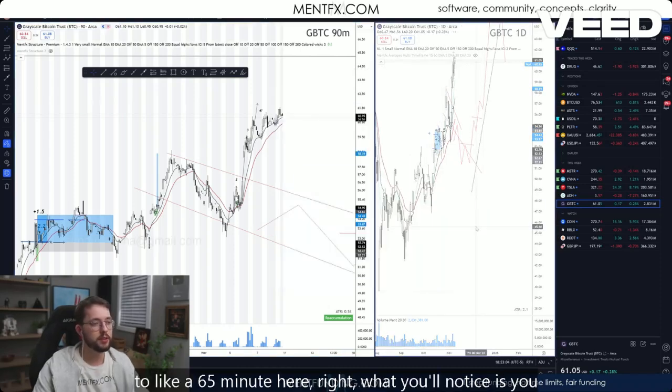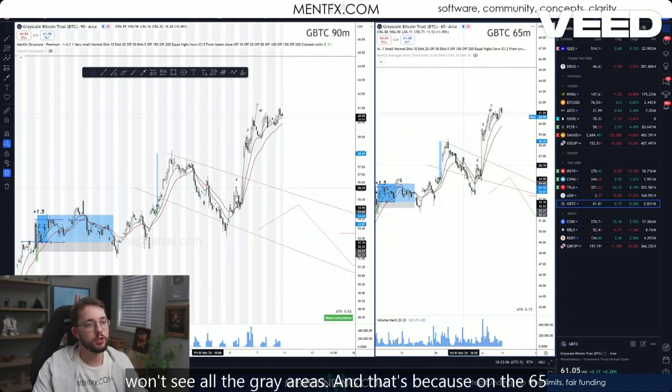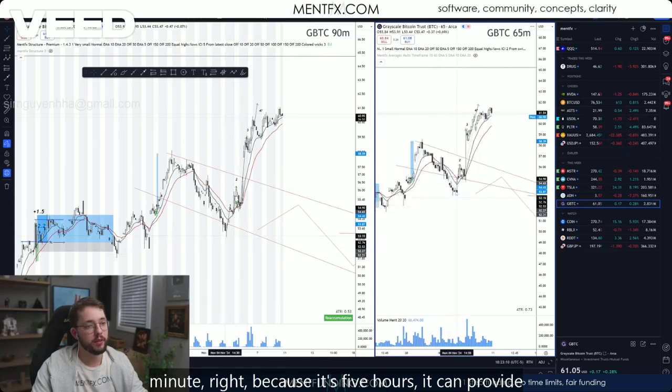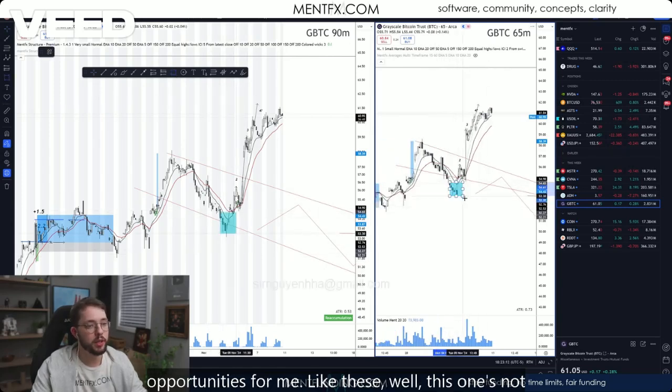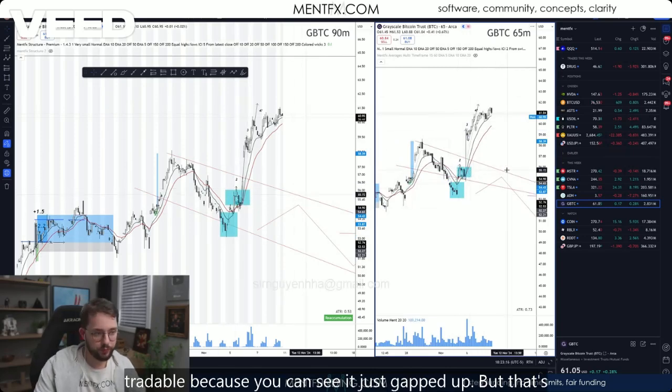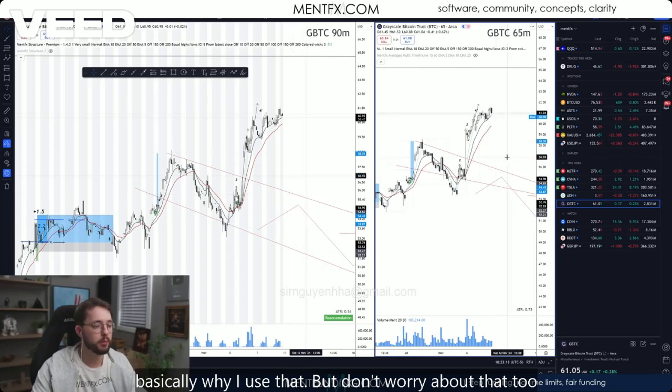So if I go to like a 65-minute here, what you'll notice is you won't see all the gray areas. And that's because on the 65-minute, because it's 5 hours, it can provide opportunities for me. Like these, well, this one's not tradable because you can see it just gapped up. But that's basically why I use that. But don't worry about that too much.